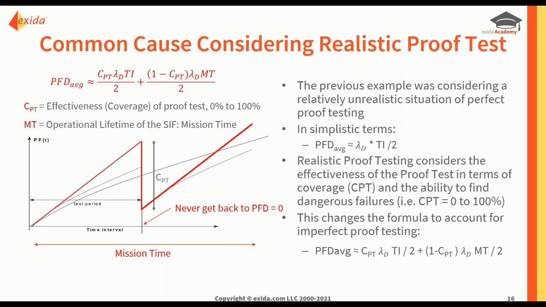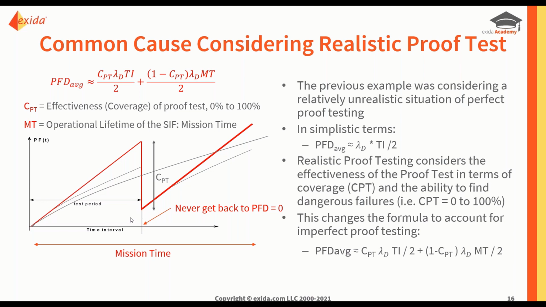Considering realistic proof testing. What I'm doing here is using the simplified formulas just as a means of comparison. These formulas are far too simple for us because there are several other variables that they're not considering. But anyway, now we have to account for the fact that when we do a proof test, we're going to be able to detect a certain number of dangerous failures, but there will be a certain number that we can't detect, which means every time we do a proof test, we're never getting back to the same place.